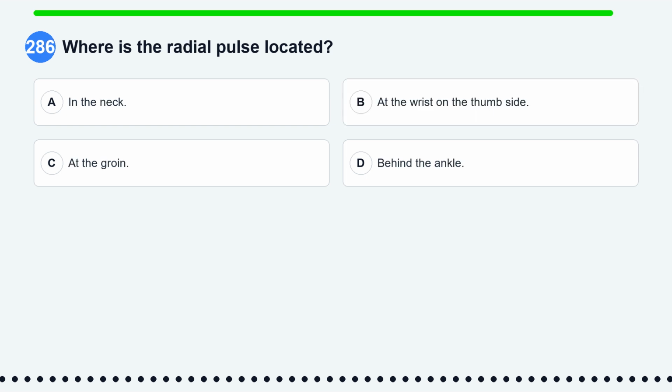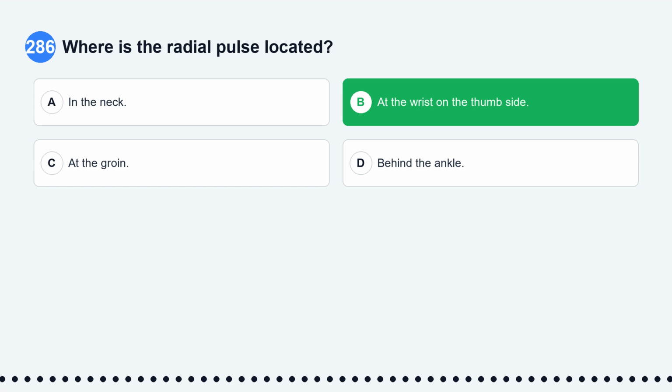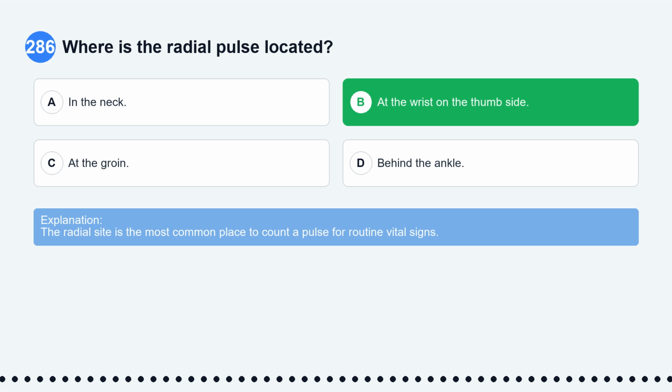Question 286. Where is the radial pulse located? Option A, in the neck. Option B, at the wrist on the thumb side. Option C, at the groin. Option D, behind the ankle. The correct answer is option B, at the wrist on the thumb side. The radial site is the most common place to count a pulse for routine vital signs.